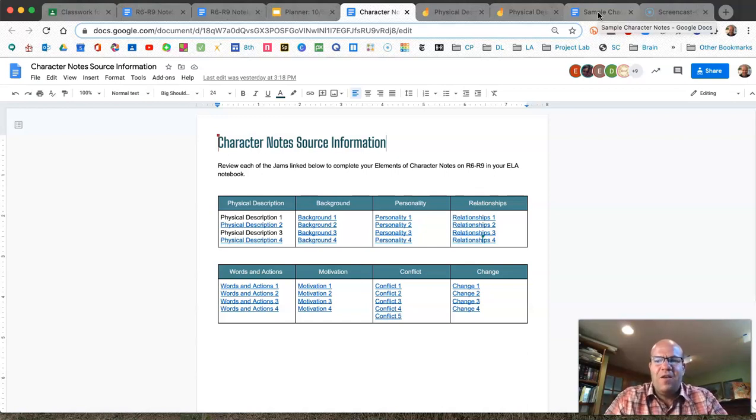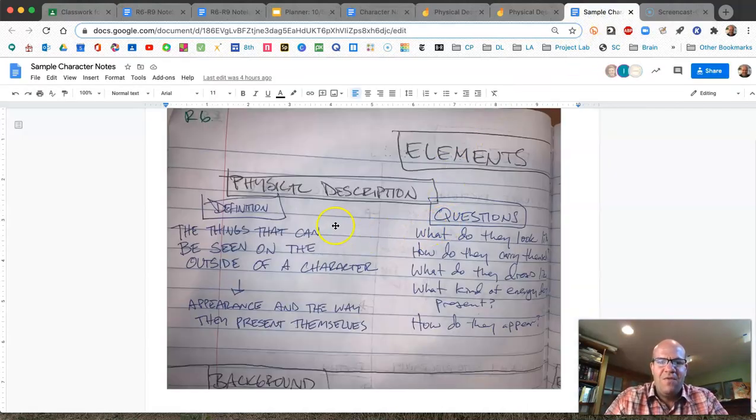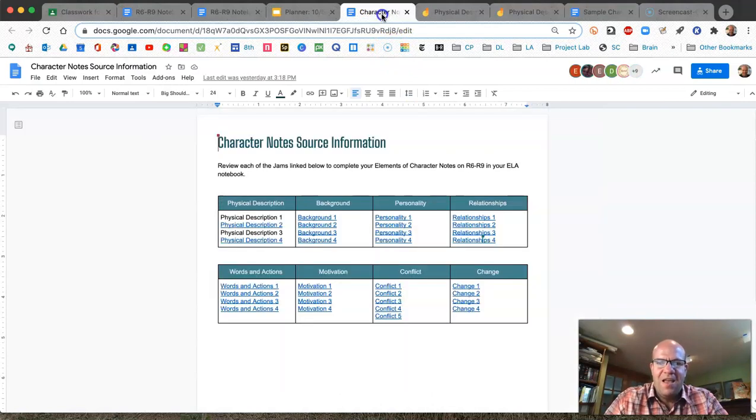Okay? When I look at mine as a sample, for physical description, I want a definition and I want a list of questions. And let's look at how to get there. So if you start with this document and you click on each of the links. Now for physical description, there's only 2 that were finished. For background and all the others, there's 4. And for conflict, there's 5.